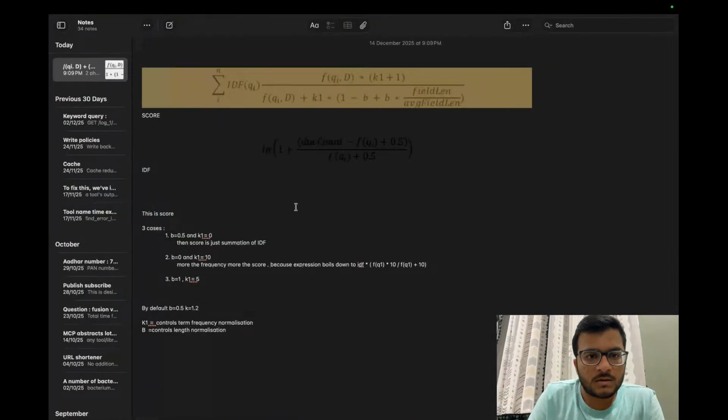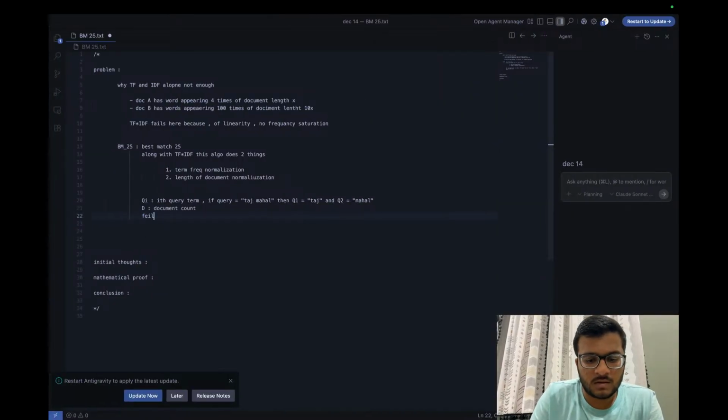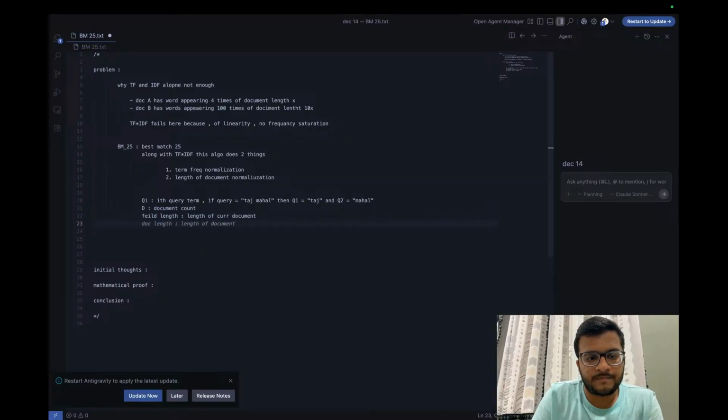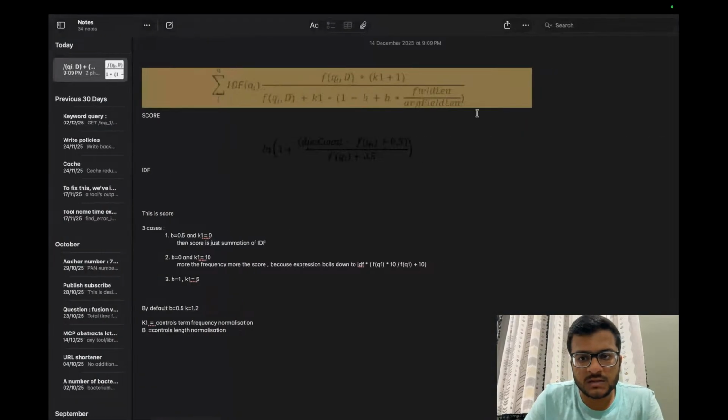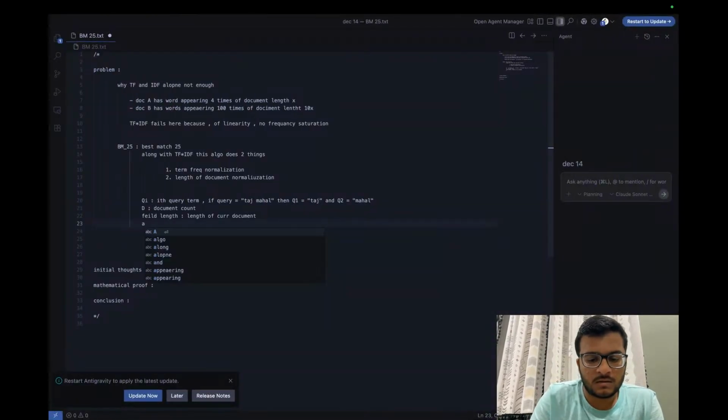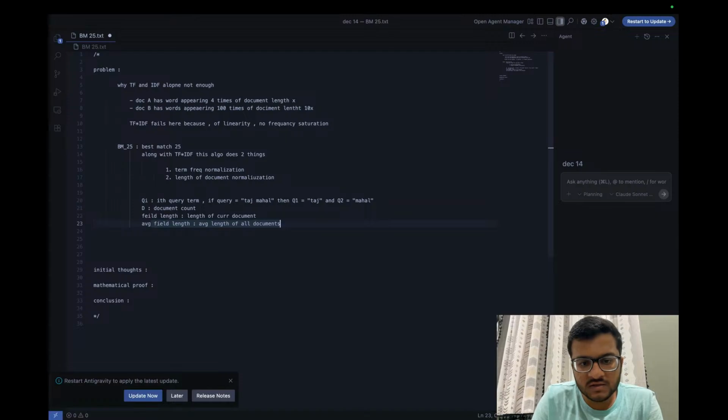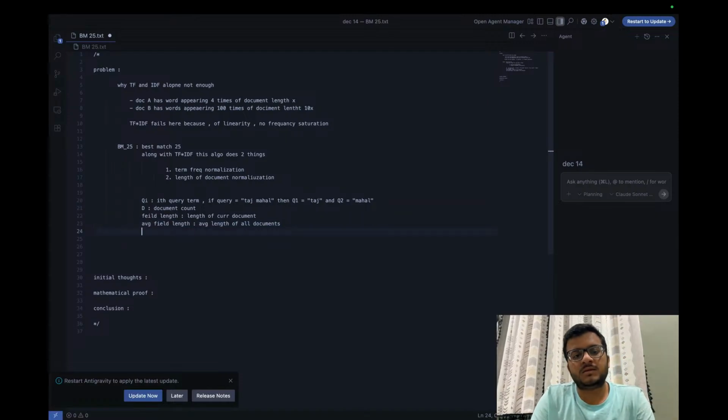What else? Okay. N is the nth query term, something like that. D is the document count. K1, B. Okay, field length. Field length is the length of the current document, right? Yeah. So average field length is the average of all documents, the length of average of all documents. We'll see what K1 and B are.